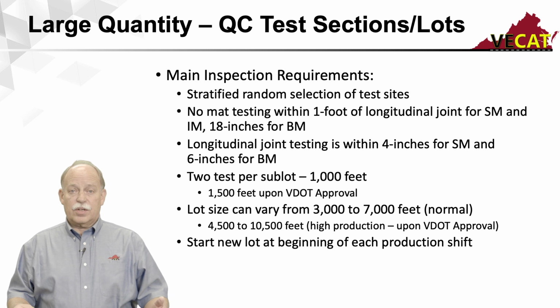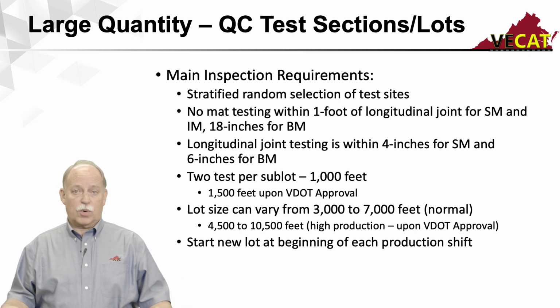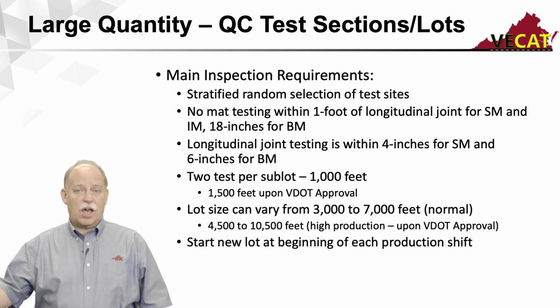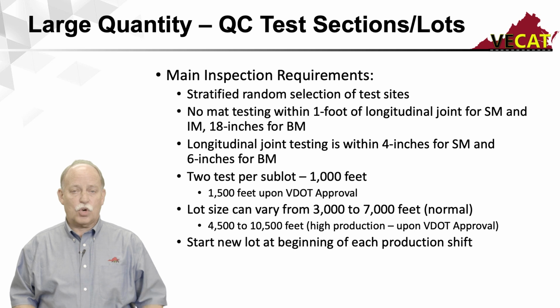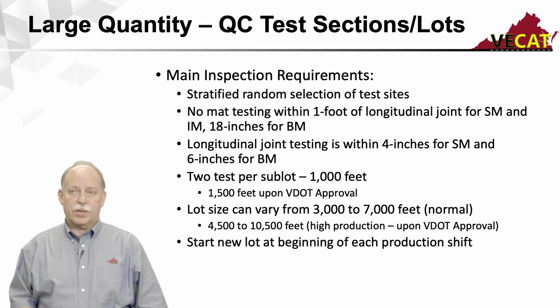Last thing, you're supposed to start a new lot at the beginning of each production shift where possible. So if, at the end of the production shift, that last lot ends at 3,000 feet, then you've got a full lot and you stop right there and you start a new lot the next day. And we're going to go through all this in more detail.